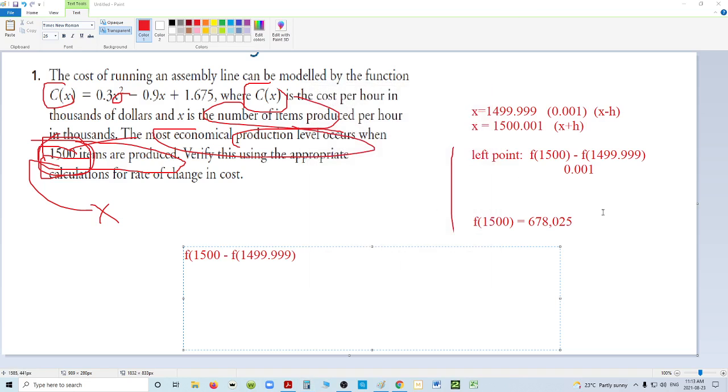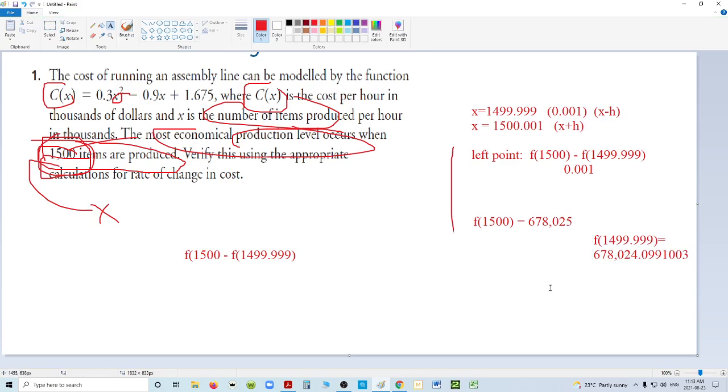Okay, so we'll write that down. F of 1499.999 is equal to that. Is it very close to the other one? Yes, it is. It's just this one minus a little bit. And now we've got to do the subtraction. We've got to take this, and we've got to subtract that.